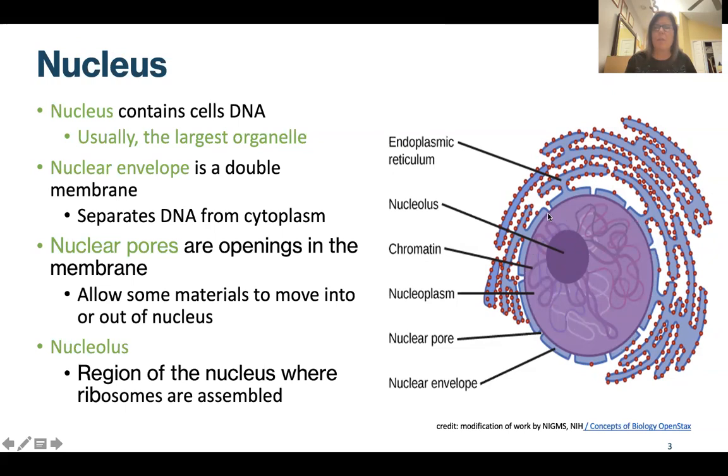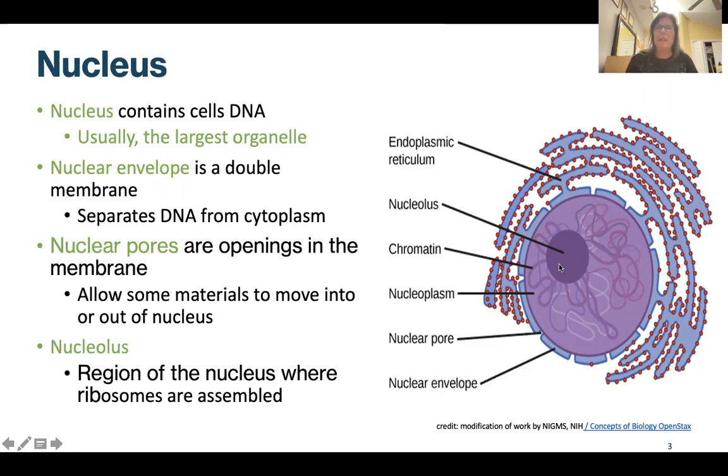We have this really large double membrane here. It folds over on itself for the nuclear membrane, and it separates the DNA from the cytoplasm. It has these big pores, and we need those pores because we're going to have big things moving outside of the nucleus. We do have some things moving in, but we've got some big things moving out.